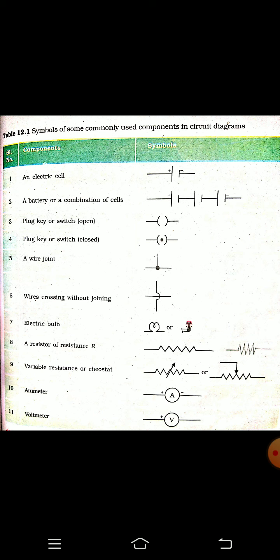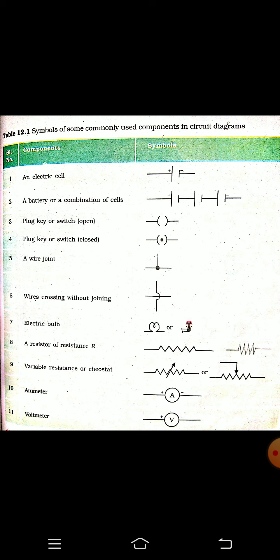Fifth is a wire joint. When it is a wire joint, it is connected by a dot, you can see. Sixth one is wires crossing without joining. So there are wires which are crossing without joining. This way you will show it, like shown in the symbol for wires crossing without joining. Seventh is electric bulb. When we draw a circuit diagram, that way, as it is shown in the textbook, we have to represent it.